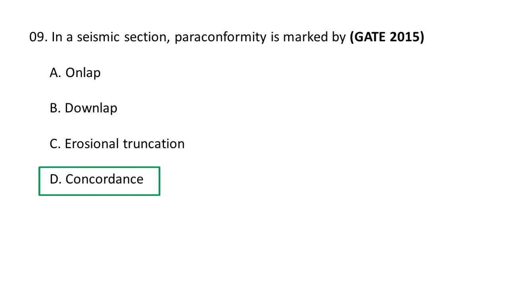So concordance means paraconformity is a type of unconformity in which the two rock mass strata are parallel. It is the case when the interface and the overlying or underlying stratum are defined in the same manner. In a seismic section, paraconformity is marked by concordance. D is the correct option.